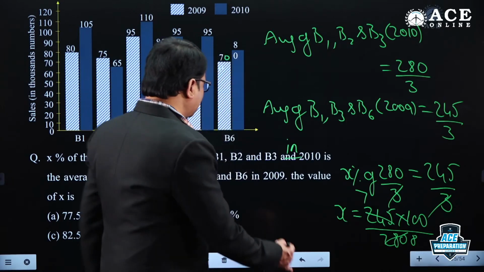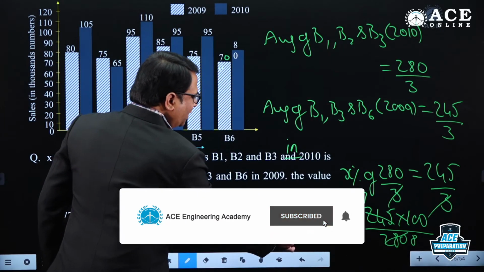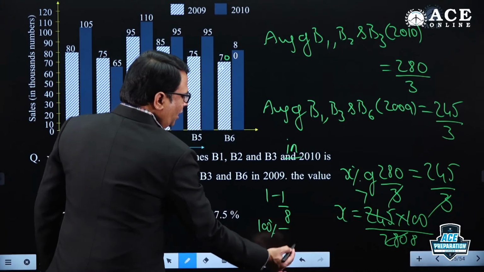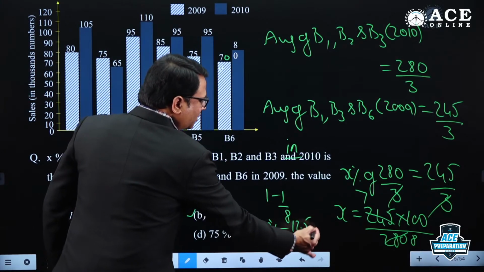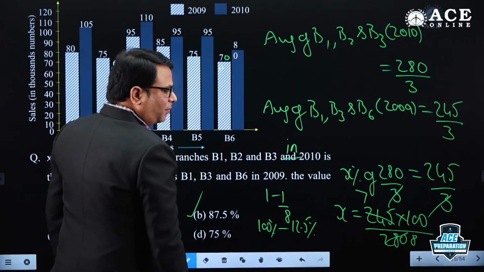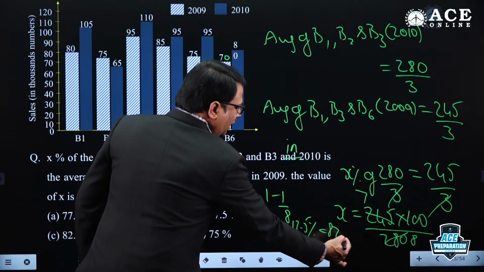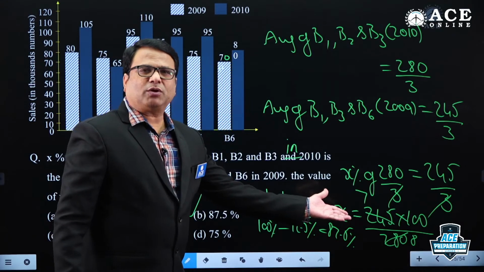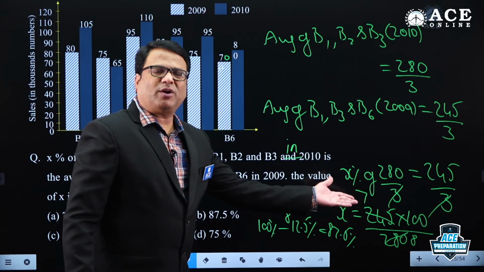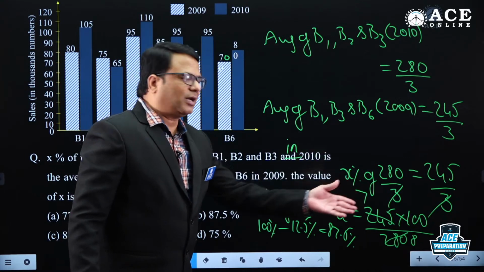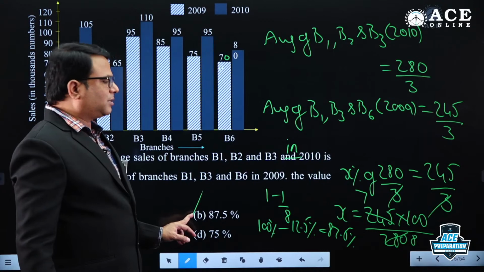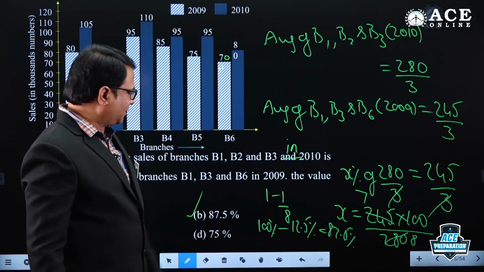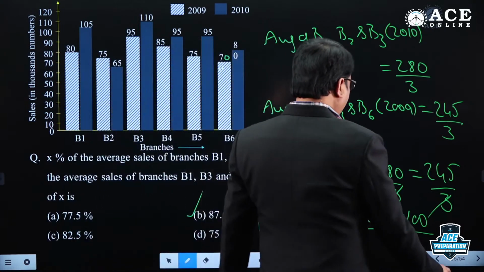So 7 by 8 is nothing but 1 minus 1 by 8. Then 1 is 100%, and 1 by 8 is 12.5%. So 100% minus 12.5% is 87.5%. So 7 by 8 is equal to 87.5%. So without doing the calculations further, we can mark the answer as 87.5%. Okay? Right. Now let us go for the next question.